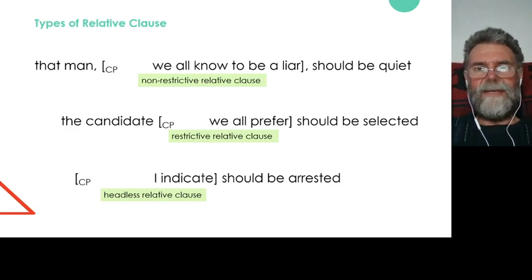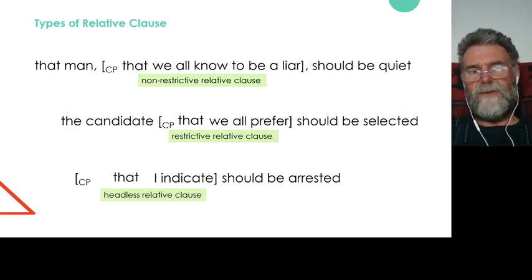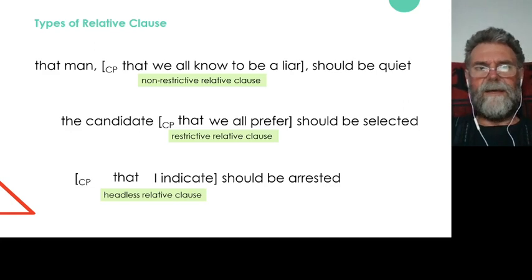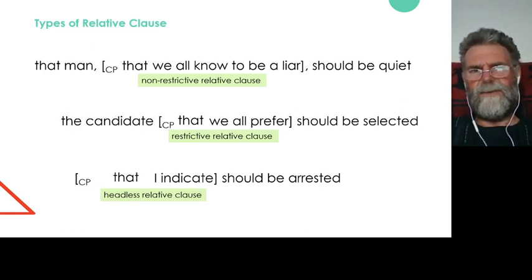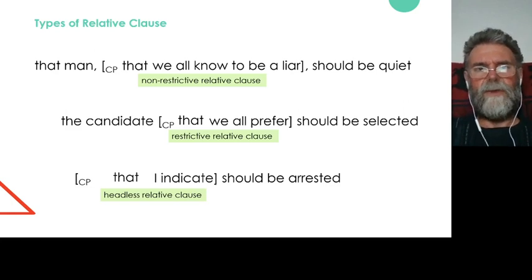So again, we see that we can miss out the WH phrase in one of these relative clauses, but not in all of them. Also, the other thing that we can do with the restrictive relative clause that we can't do with the other two is introduce it with a complementizer like that. Again, if you do that with the non-restrictive relative clause, we get something that doesn't work, given the right pronunciation of this. That is, that man, with a pause, that we all know to be a liar.